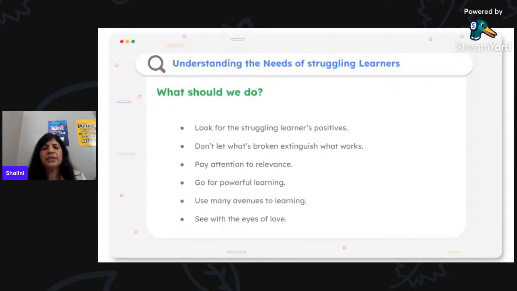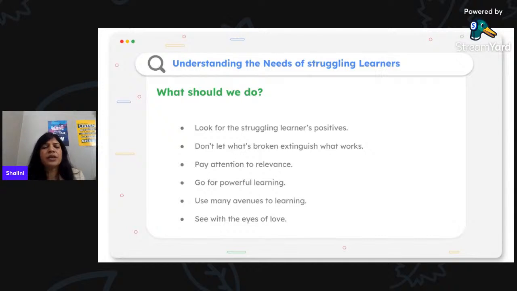So we have to appreciate that learner for any positives that the learner has, and don't let what's broken extinguish what works. We don't have to always focus on what a child cannot do. We have to see what it is that the child can do, what it is that the child is interested in, and then we can use that for making them understand the new concept.